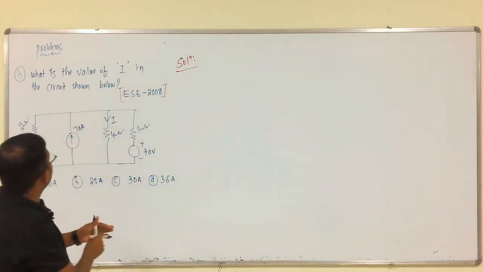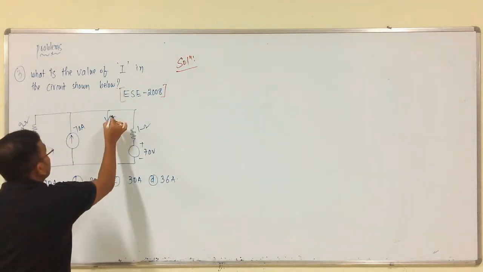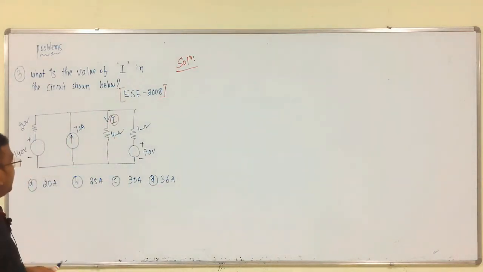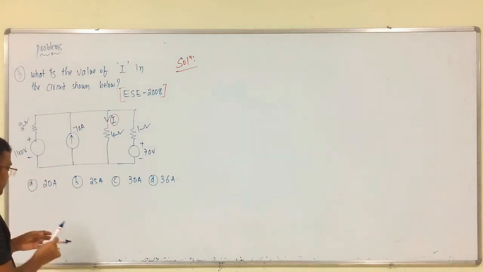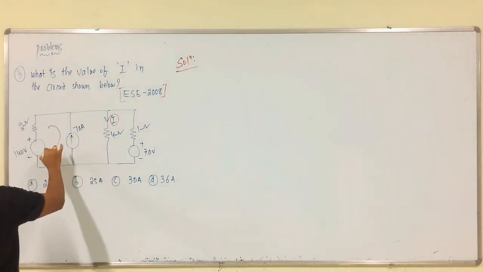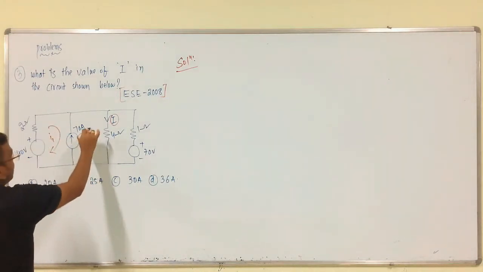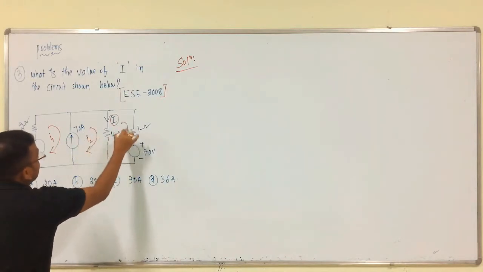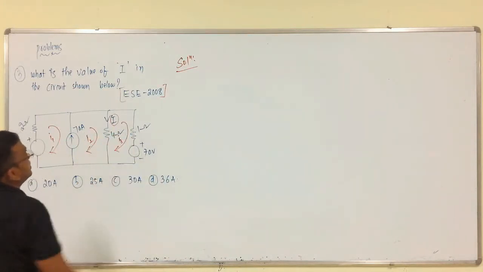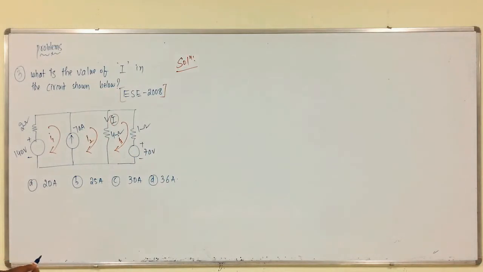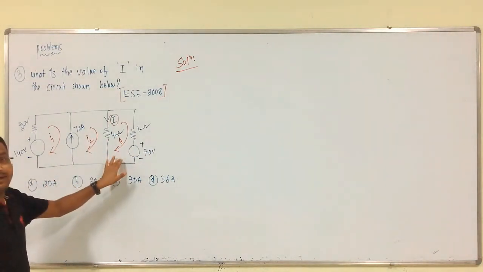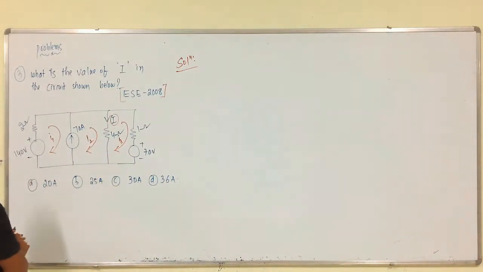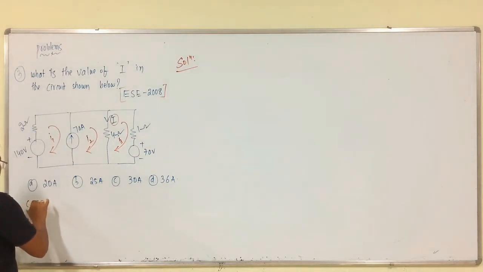From this circuit we have to calculate the value of I. We are going to get the value of I. Okay. So, this is I1, we have 3 loops, right. This is I2 and this is I3, that is it. I1, I2, I3. So, solution.